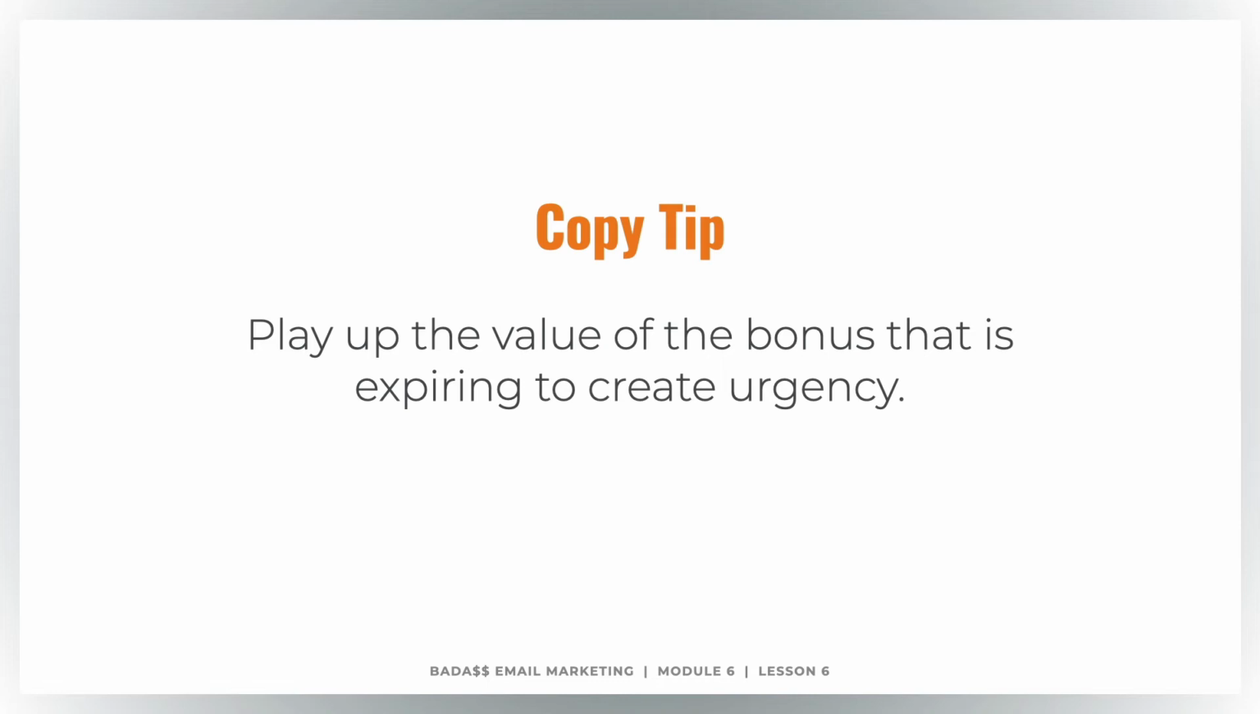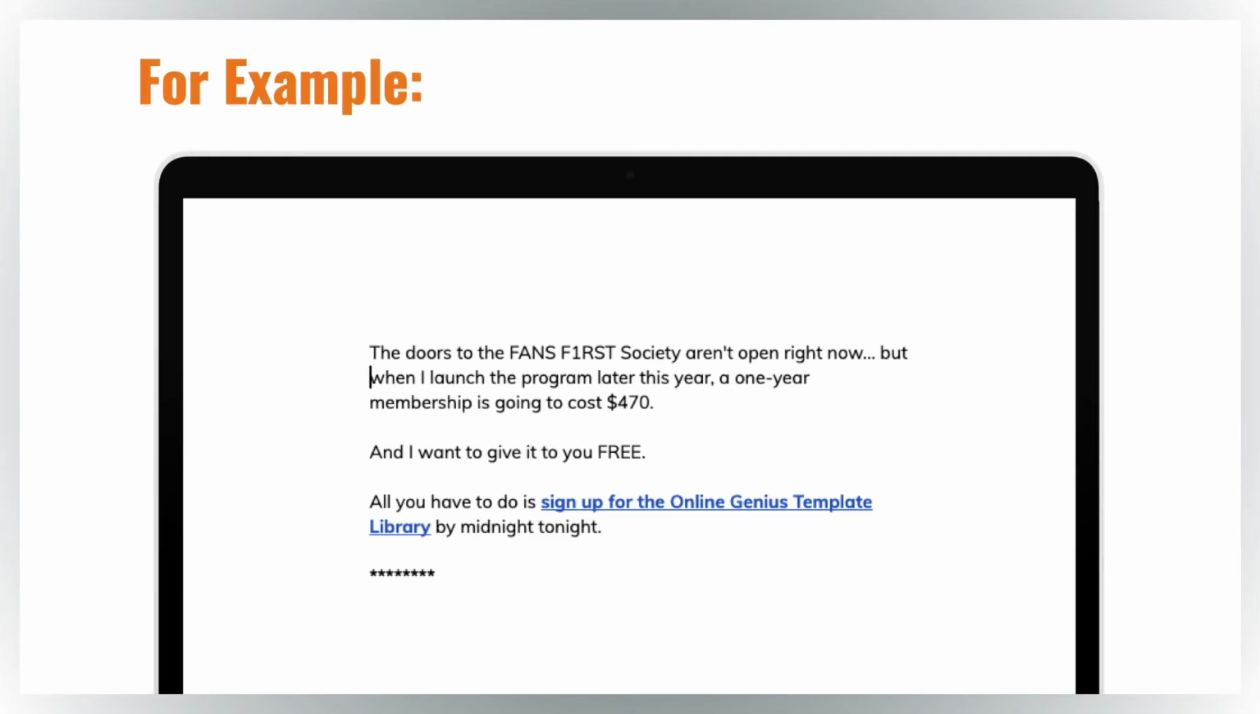So, a copy tip: play up the value of the bonus that's expiring to create urgency. If you can actually put a value on the bonus, you should do it. For example, this was from my template library launch, where I offered people access to the Fans First Society for free. I point out that you would normally have to pay $470 when I open the cart, and I was giving that to them for free.